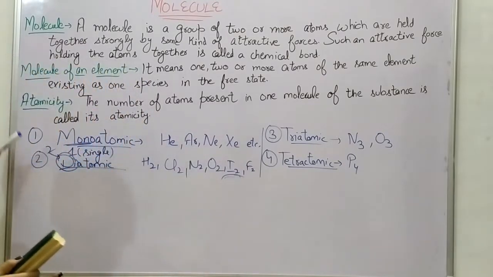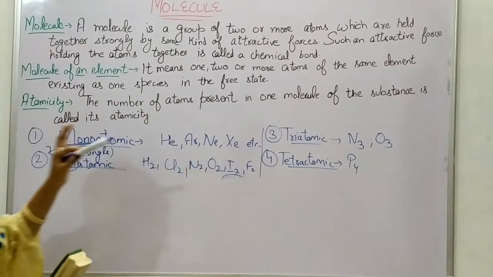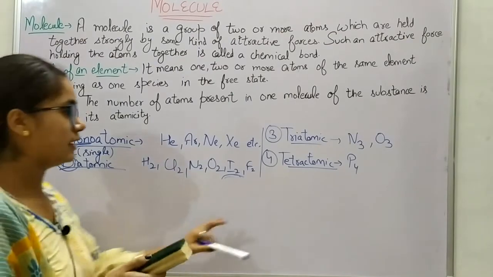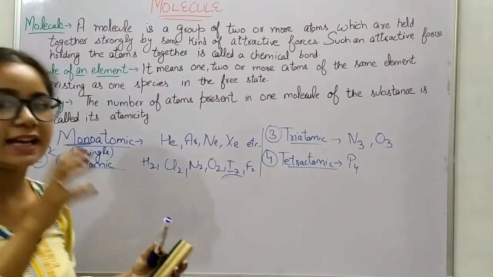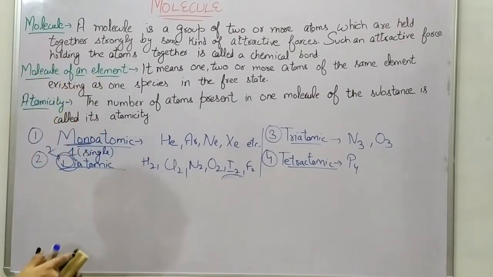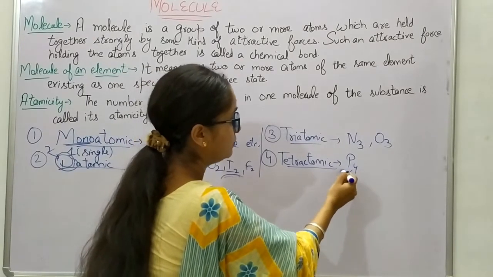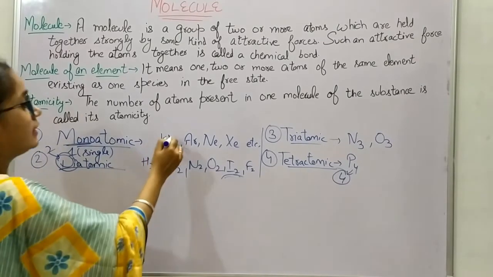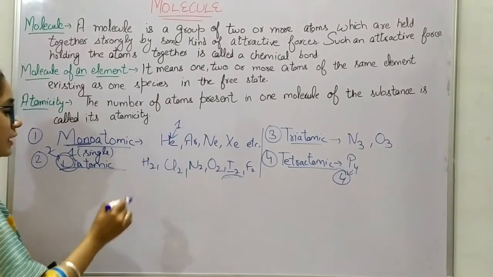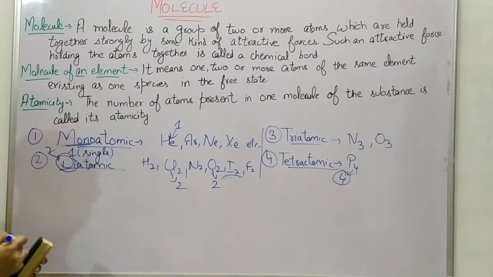Now comes the atomicity. Atomicity is the number of atoms present in one molecule of the substance, like here in tetraatomic. In the tetraatomic molecule, the number of atoms present was 4. So 4 is its atomicity. Similarly, the atomicity of helium is 1, the atomicity of chlorine is 2, the atomicity of oxygen is 2, etc.